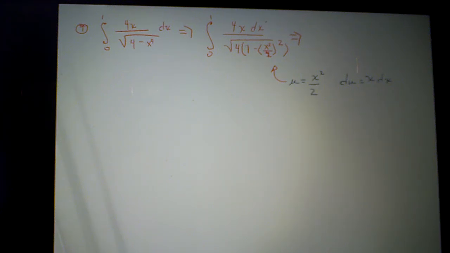Here's my u, here is my du, so 4 can osmosis out here. This 4 is going to come out of my radical, just like I did with that last problem, as a 2, and it will osmosis out here, leaving me with 2 outside the integral, and x dx is du. I have my radical, and I have 1 minus u squared.